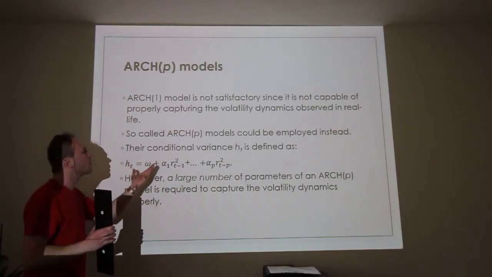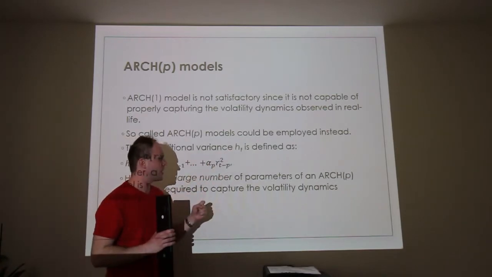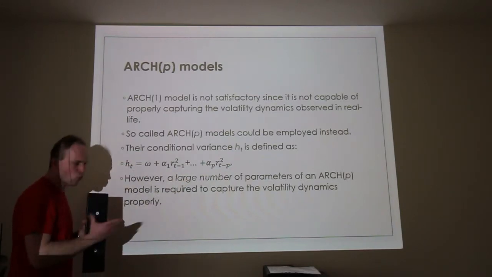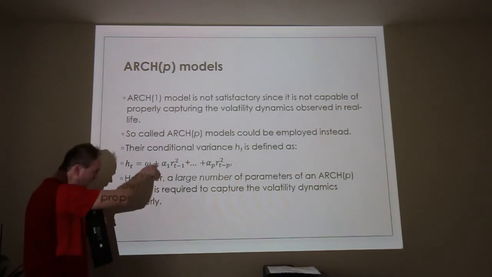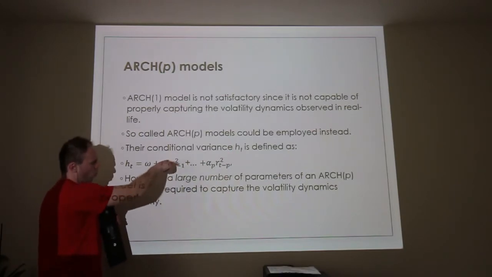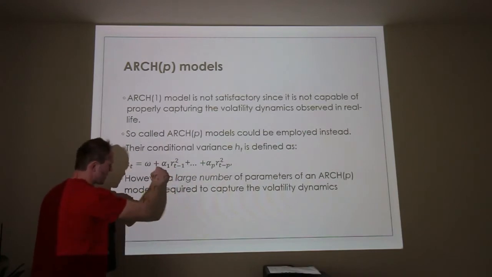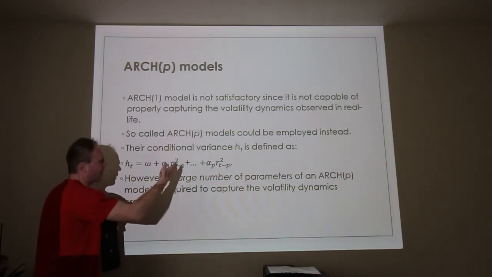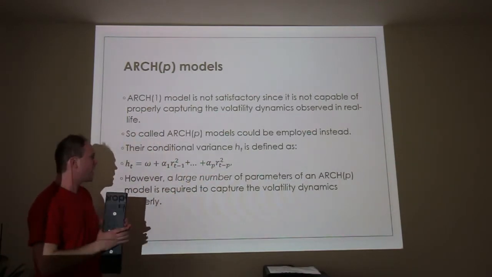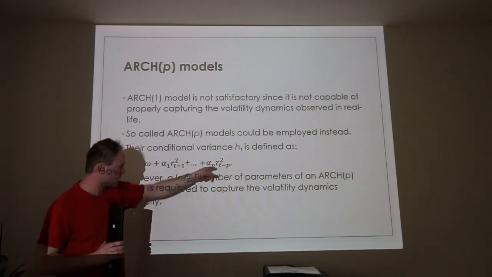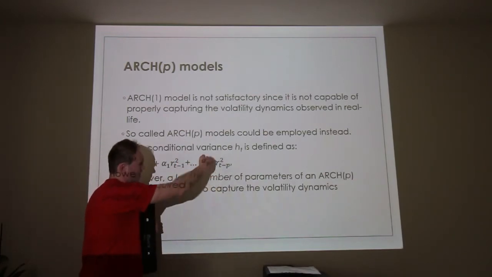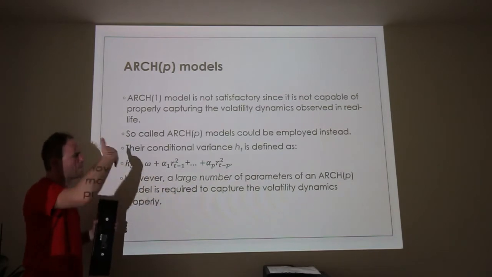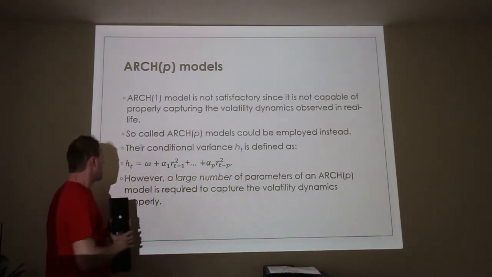Their conditional variance h_t is defined by the following formula. h_t is equal to omega plus alpha 1 times logarithmic returns r squared in time t minus 1, plus alpha 2 times r squared in time t minus 2, etc. And finally alpha p times r squared in time t minus p. So p is the number of lags.